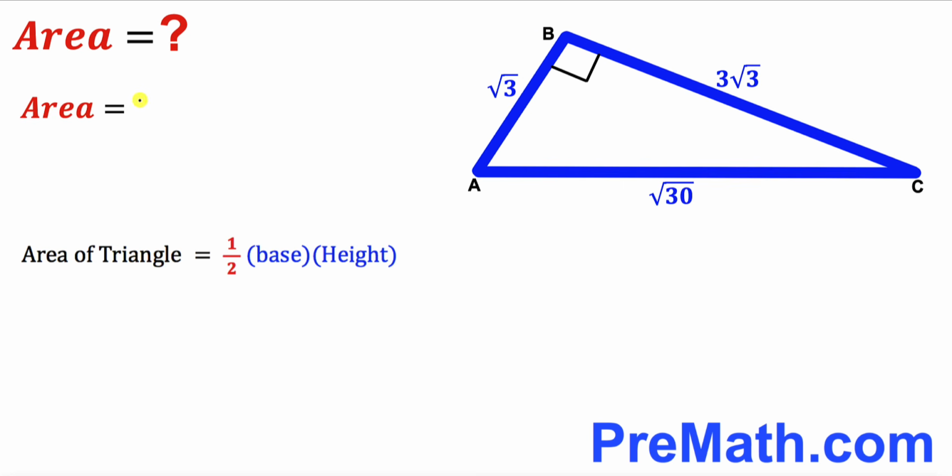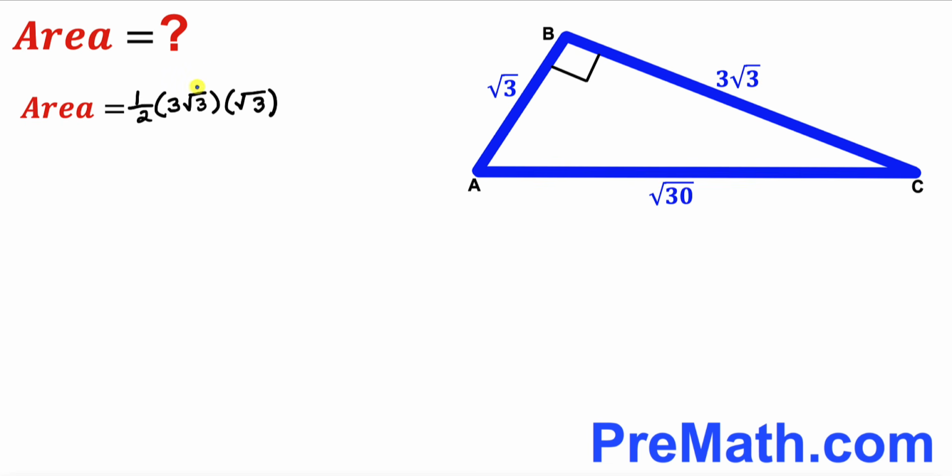So the area of this triangle ABC is going to be a half times our base, 3 times square root of 3, times the height, square root of 3. Square root of 3 times square root of 3 gives us 3, and 3 times 3 gives us 9. So the area of this triangle ABC is 9 divided by 2, or simply we can write this as 4.5 square units.